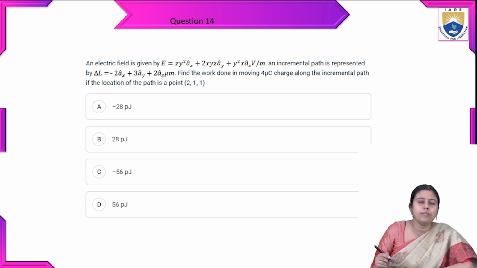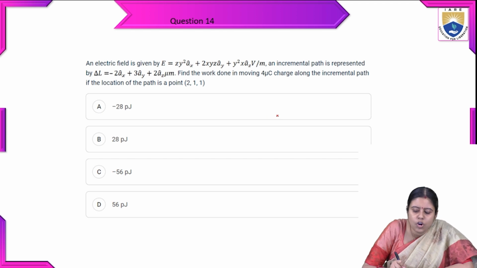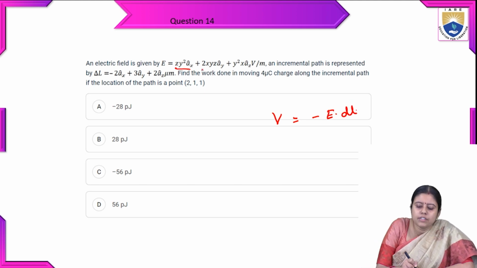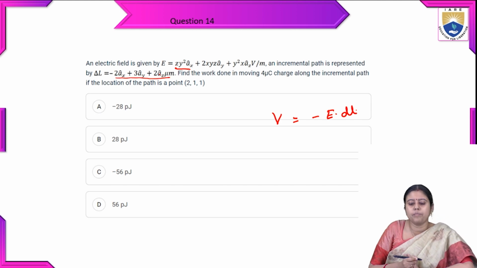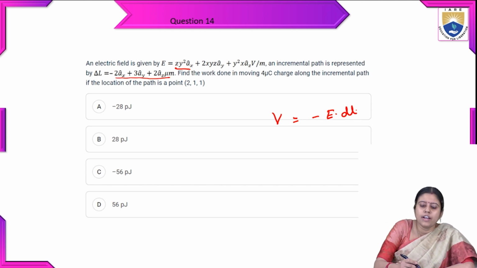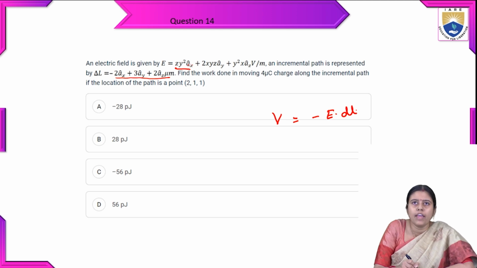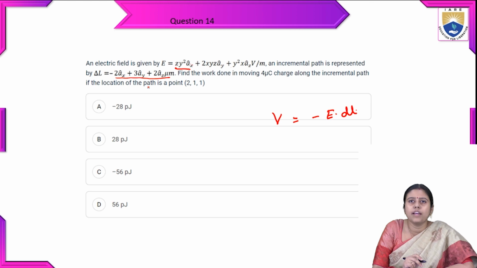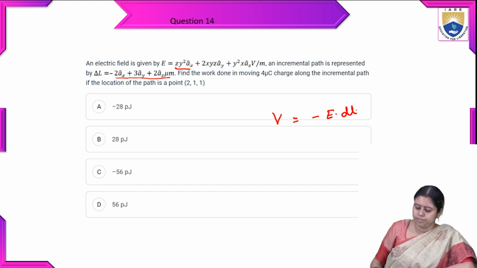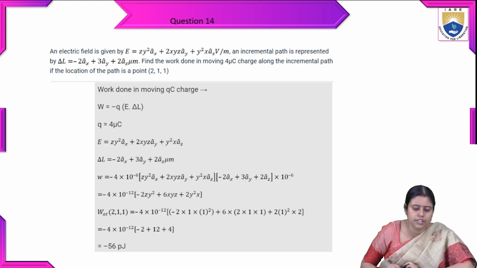So what is the problem? The incremental length is given. First we know V is equal to minus E dot dl. The E value is given here, and this is the dl, the incremental length value, and this is a dot product. So ax into ax will be 1, ay into ay plus az into az. So we will get the value of V. So the solution is also there.